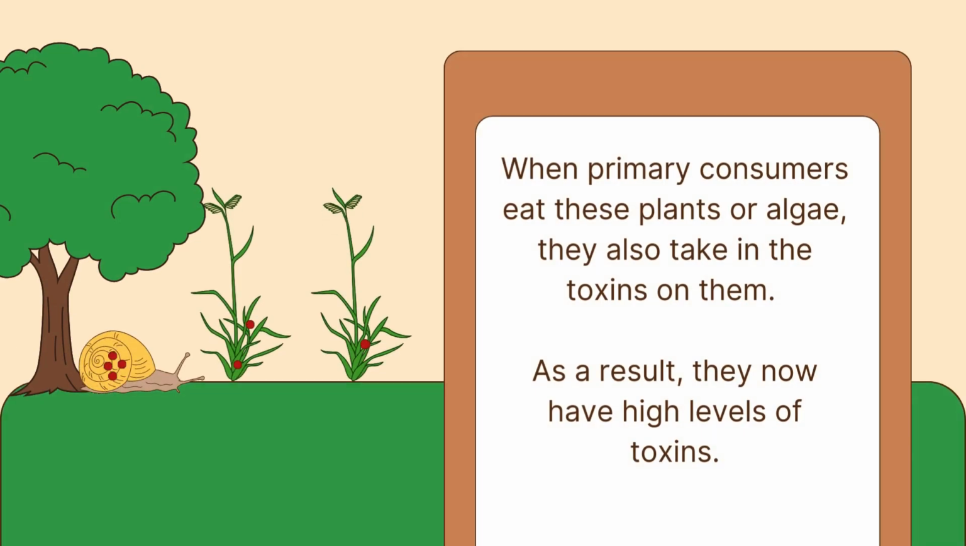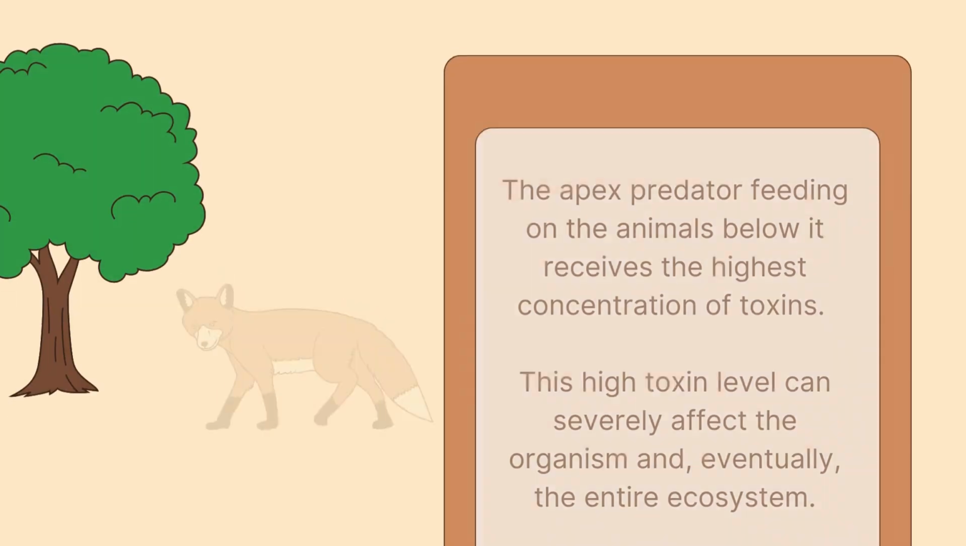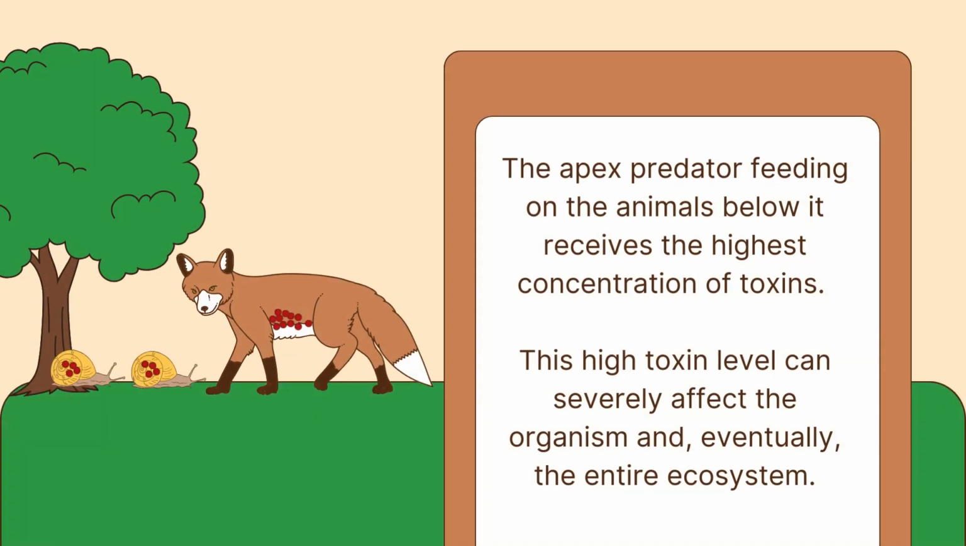When primary consumers eat these plants or algae, they also take in the toxins on them. As a result, they now have high levels of toxins. The apex predator feeding on the animals below it receives the highest concentration of toxins. This high toxin level can severely affect the organism and, eventually, the entire ecosystem.